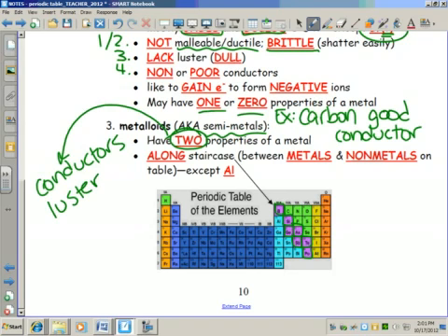The reason you don't see them with 3 is because if they had 3 properties, that would be either malleable or ductile, and if they have one of those, they have the other. So again, you find your semi-metals along the staircase. The exceptions in this case are aluminum and astatine. Aluminum because it's a metal, and astatine because it's radioactive.